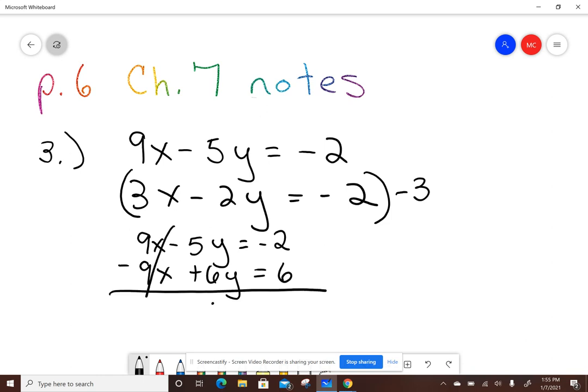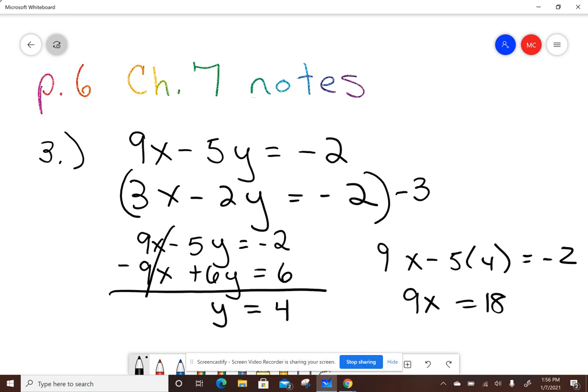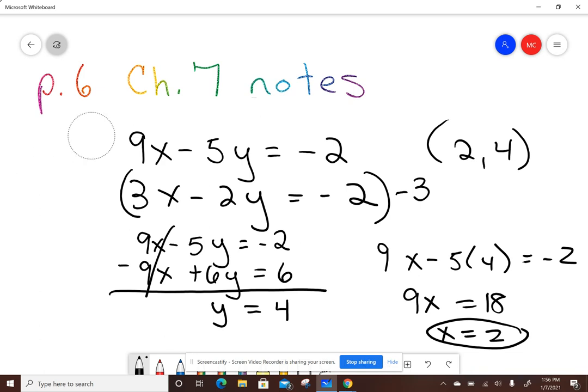Now I eliminate my x's and I get y equals 4. I plug in to either equation. I'll pick the top to solve for x. I get 9x equals 18. Excuse me, x equals 2. So my ordered pair is 2, 4, which again, I am going to plug in, make sure it works.